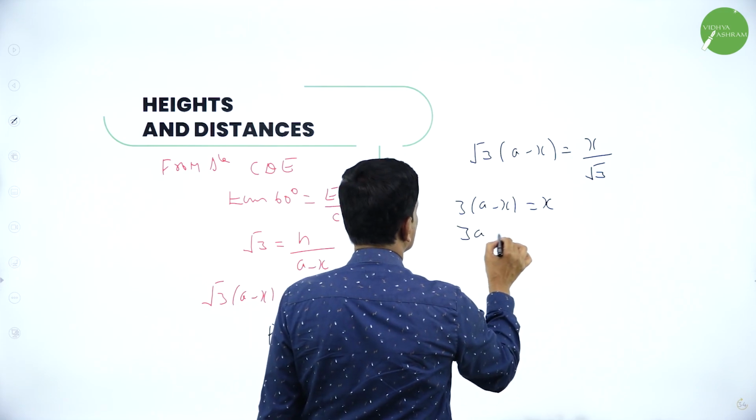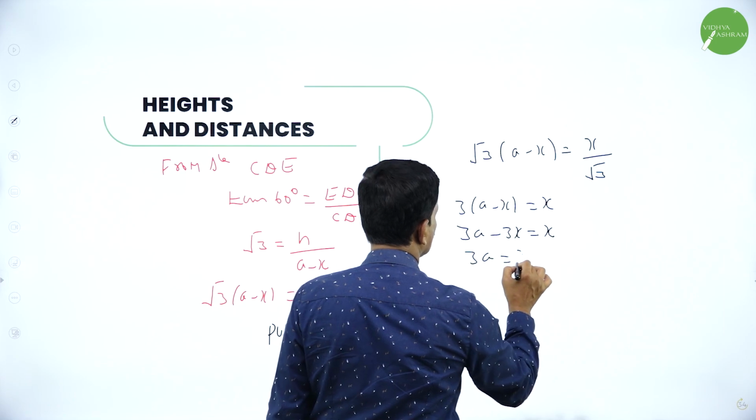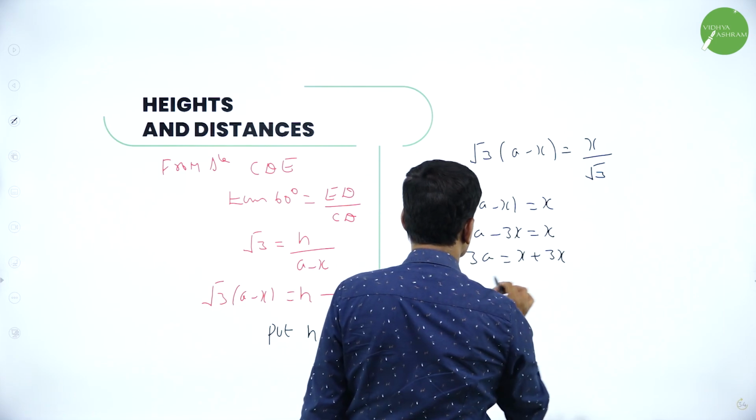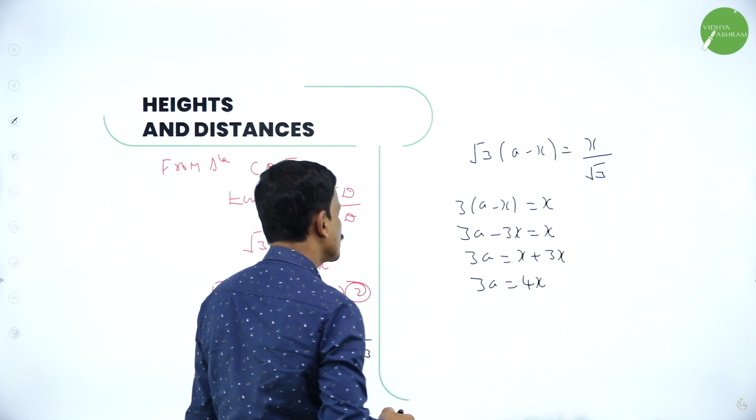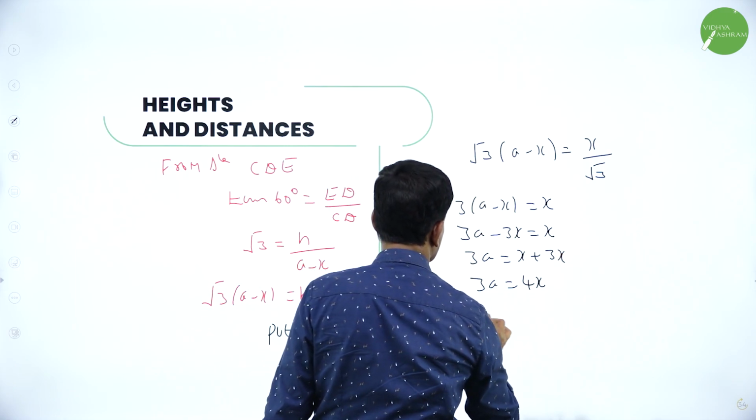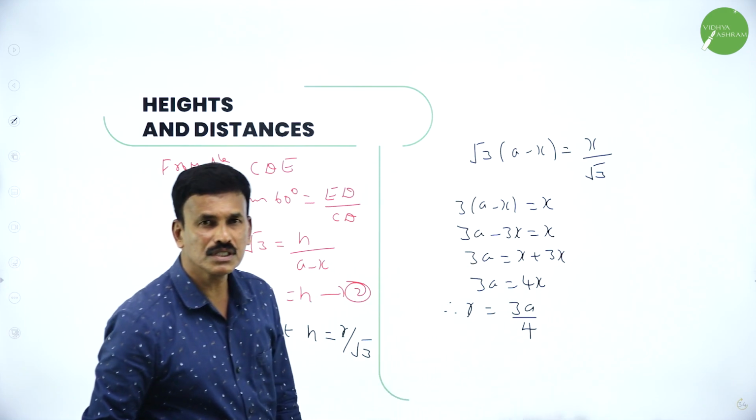So this is 3A minus 3X is equal to X. Transfer this: 3A is equal to X plus 3X. So 3A is equal to 4X. Therefore, what is X? X is equal to 3A divided by 4.